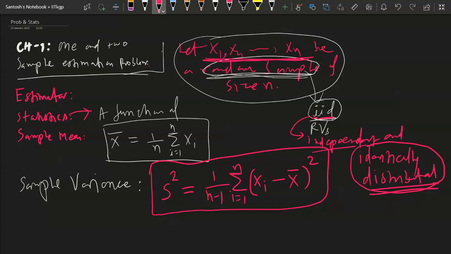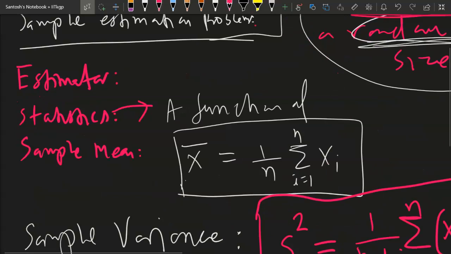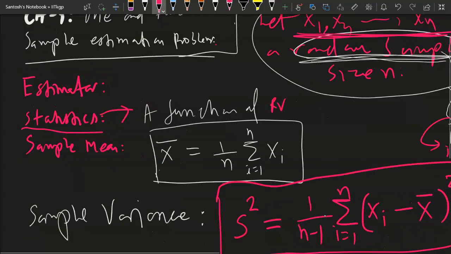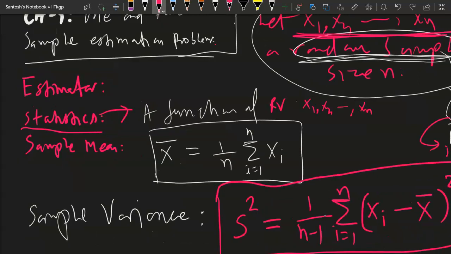Now I want to define a statistic in the sense of inference. It is a function of random variables x1, x2, ..., xn, which does not involve, or which is free from, any unknown parameter.